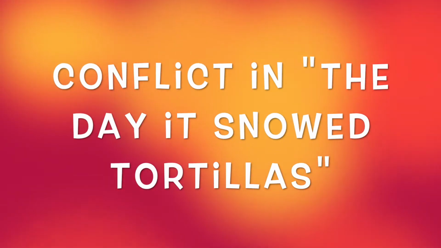Conflict in The Day It Snowed Tortillas. There once was a very clever woman who was married to a very hard-working woodsman. The woodsman made a very good living cutting down trees and selling the wood in the nearby village. But he never went to school and never learned to read or write. And he loved to talk and was known for saying some foolish things. His wife, being clever, was constantly rescuing him from all of these sticky situations that he would get himself into.